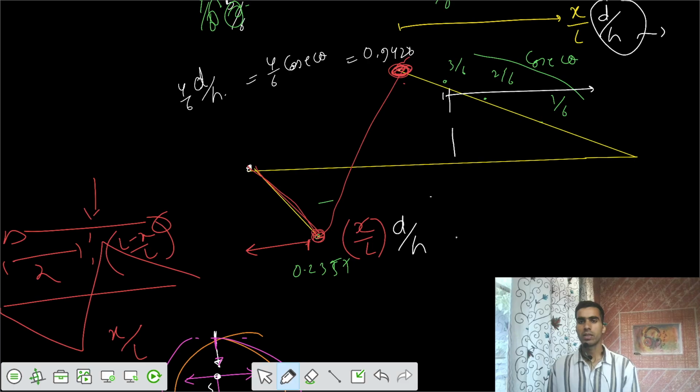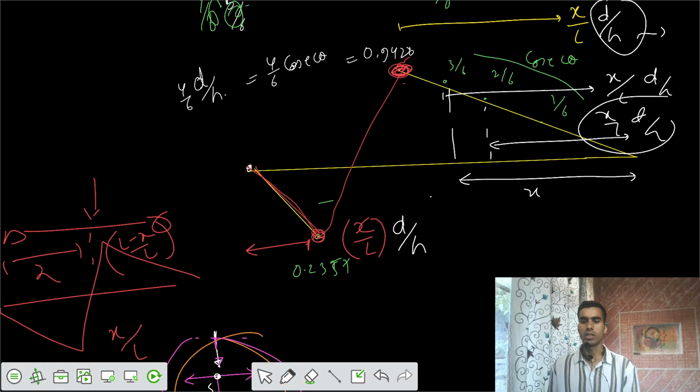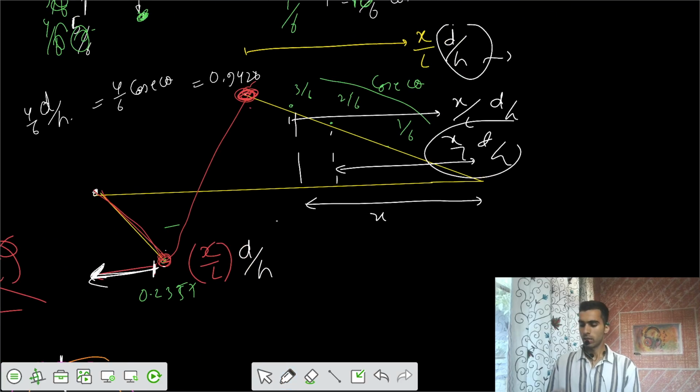For this point, you can say this is x by L d by h, where your value of x is this part x. And similarly for this one, your value is x by L d by h. This is your variation. And for the first one, because we said this one is your a by L, so for this one you have to go x in this direction. Okay, we got this one.